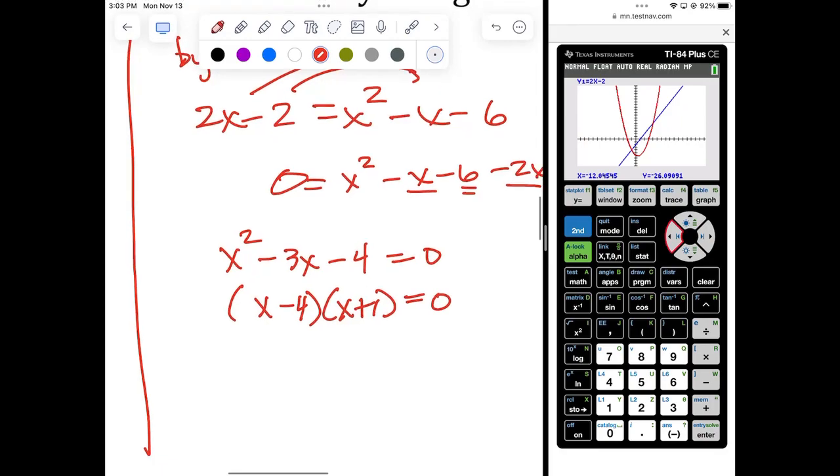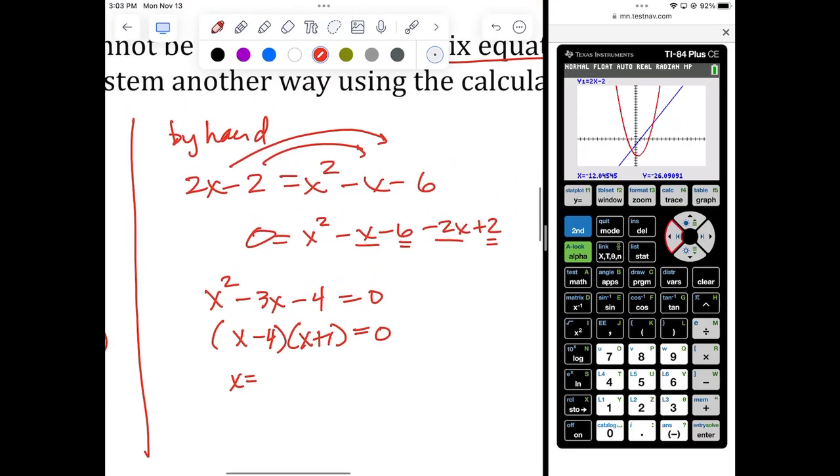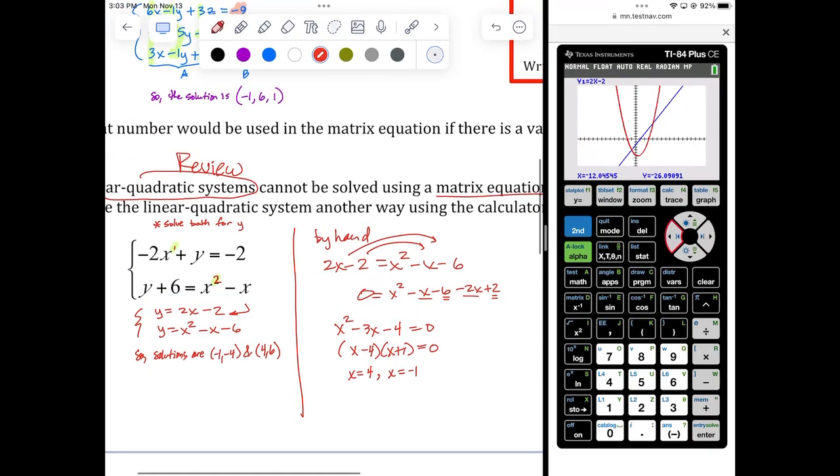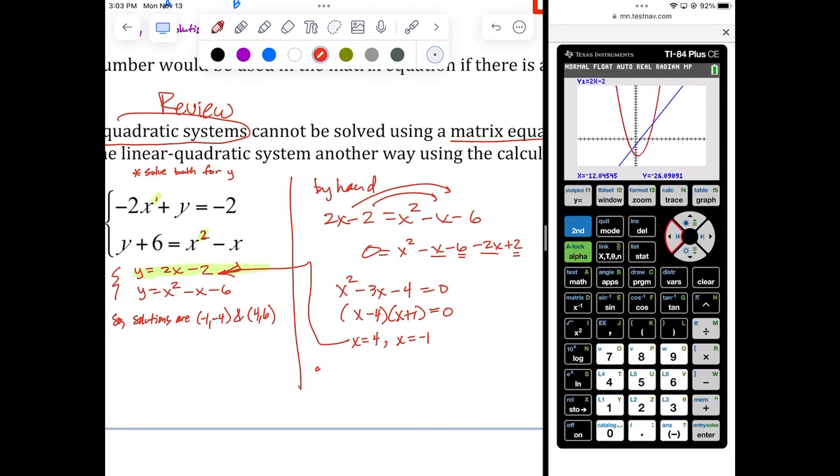And then remember, this is where some people get all this way and then they mess up. If x minus 4 is the factor, what's the corresponding root? Positive 4, right? And if x plus 1 is the factor, what's the corresponding root? Negative 1. Yeah. Now you take both of those one at a time and you plug them into either equation. I think it's easier to plug it into the linear equation because it's just a simpler equation. So we'll say at x equals 4, you plug it in, you get y equals 8 minus 2, which is 6. So you get the point 4, 6.